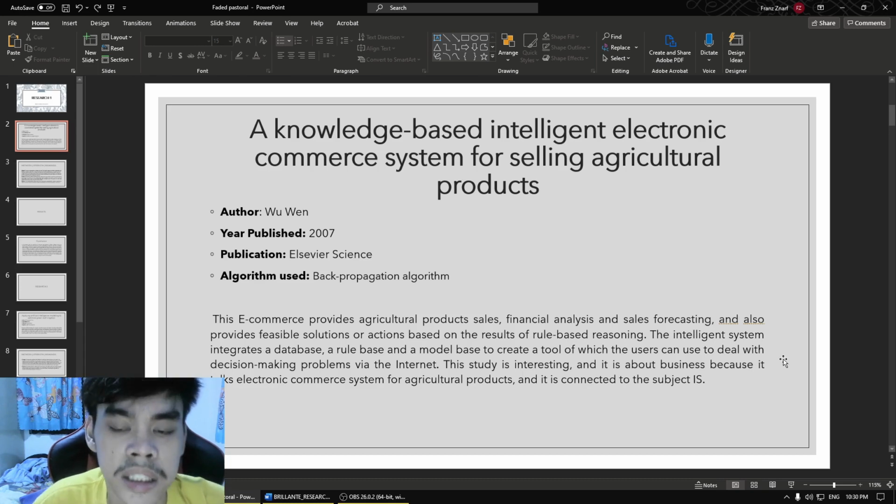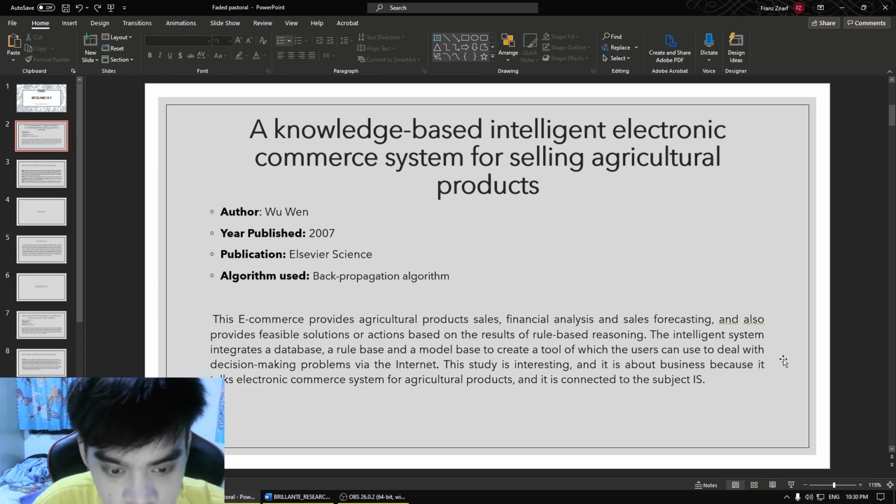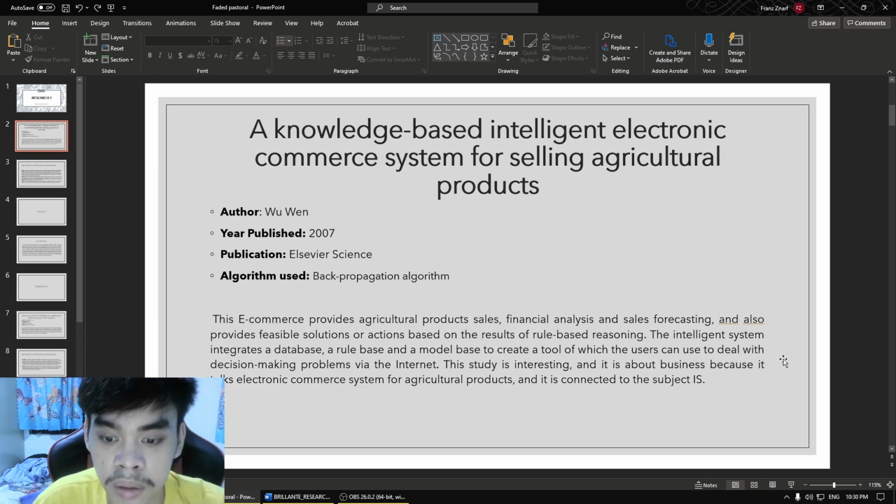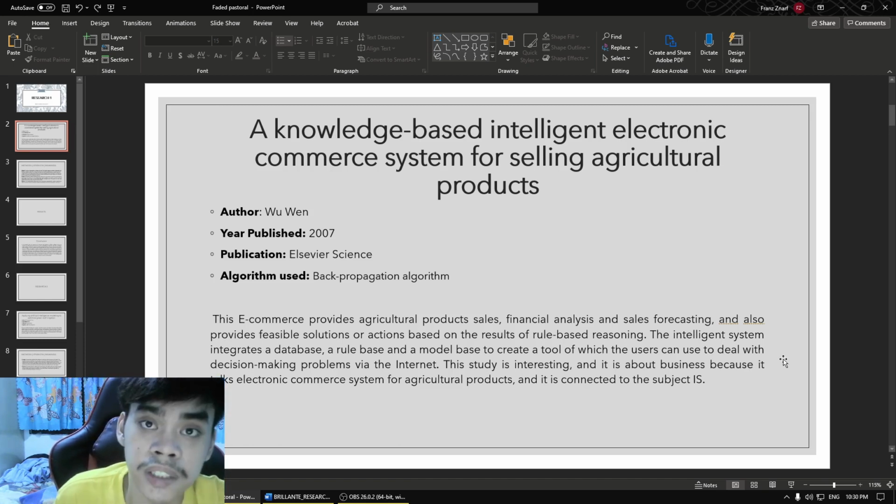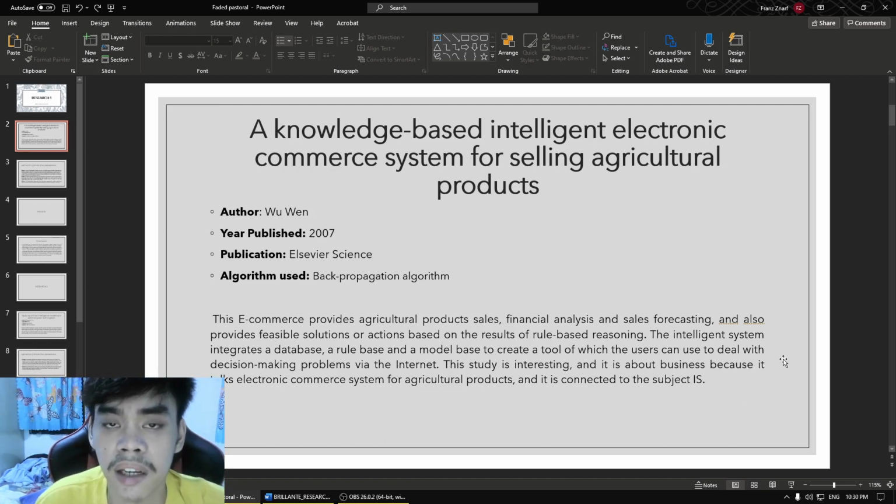So basically, this is an e-commerce system for selling products with AI. The AIs used are the rule-based and the model-based, so basically the knowledge-based and the neural network. This e-commerce system provides agricultural product sales, financial analysis, and sales forecasting, and also provides solutions or actions based on the results of rule-based reasoning. Basically, this is just an e-commerce system for selling agricultural products with a user-friendly interface.